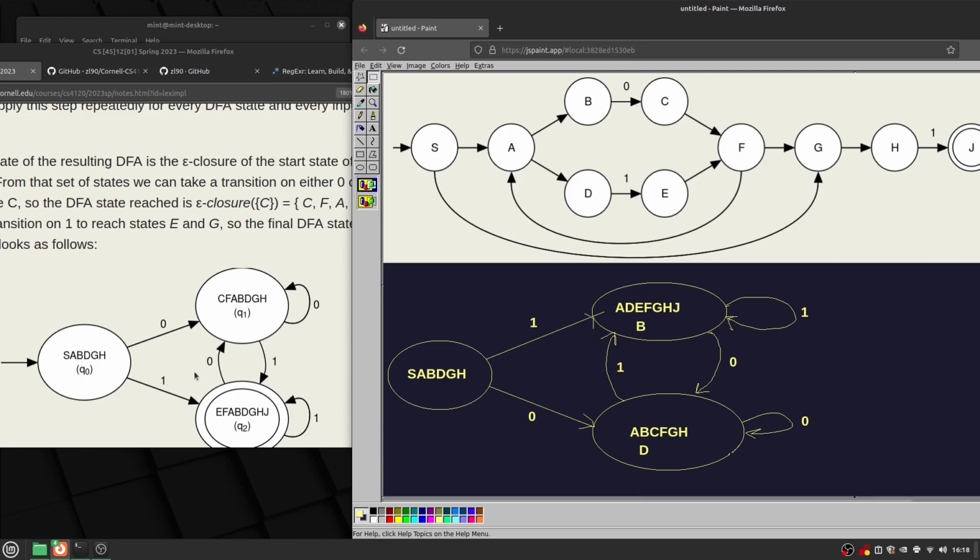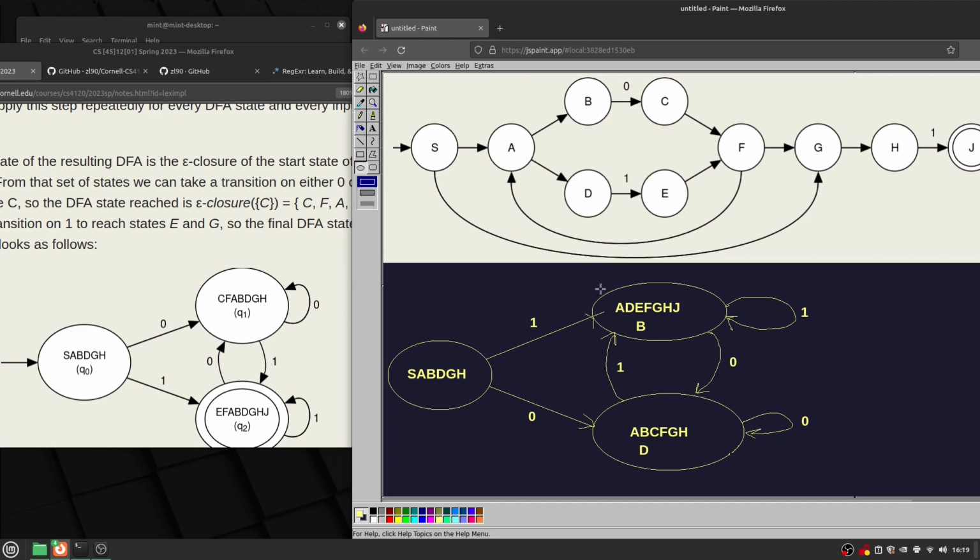Then from 0, we can get to CFA BDGH. If we take a 0 from there, it circles back on itself. If we take a 1 from here, we move to the final state, which includes J. Right, so if the state includes one of the final states, you add your second circle by the looks of it.